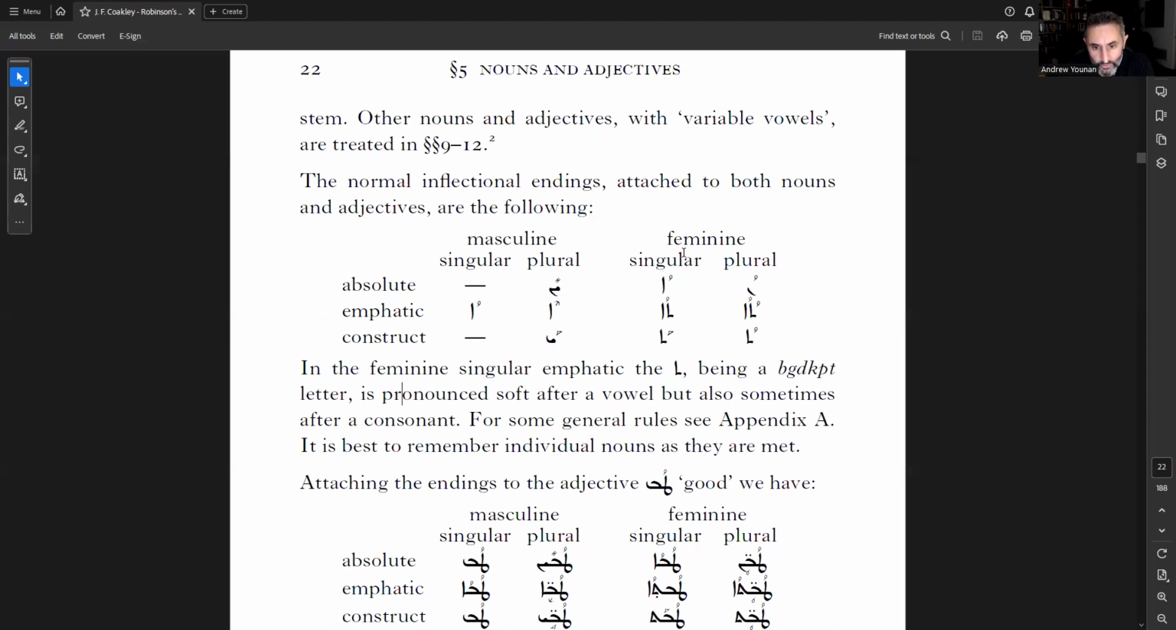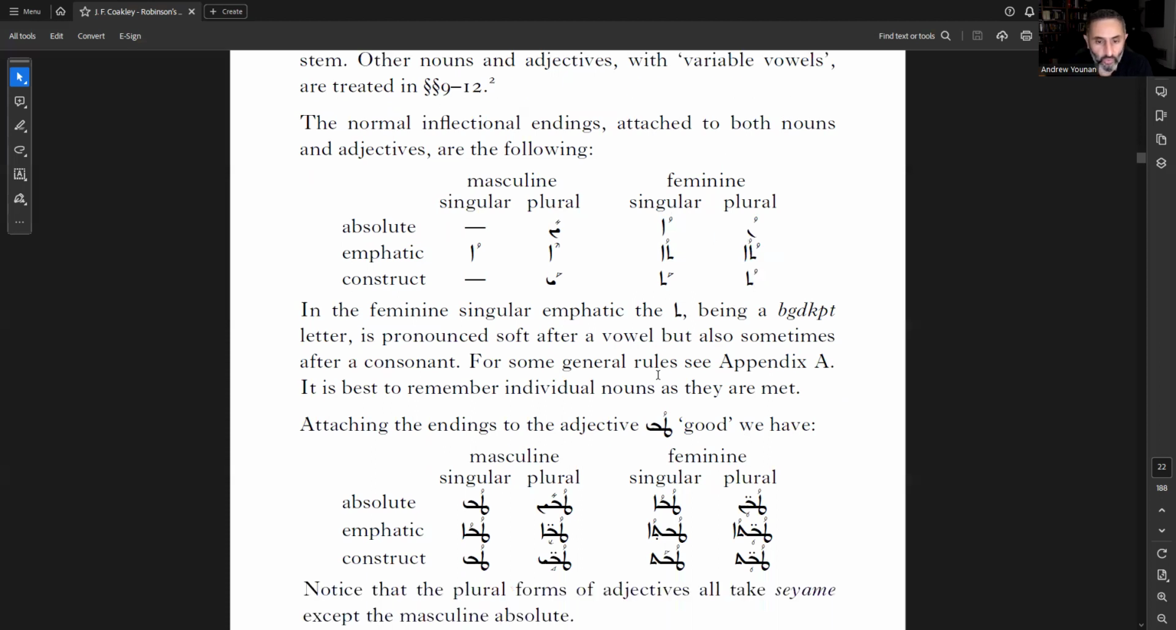Feminine singular absolute state is a. You already saw that in the blue book. And then an for plural. Again, giving examples of this will help make it clear. And then the construct state, ath and ath. Again, you've seen this before, but let's go over it again.